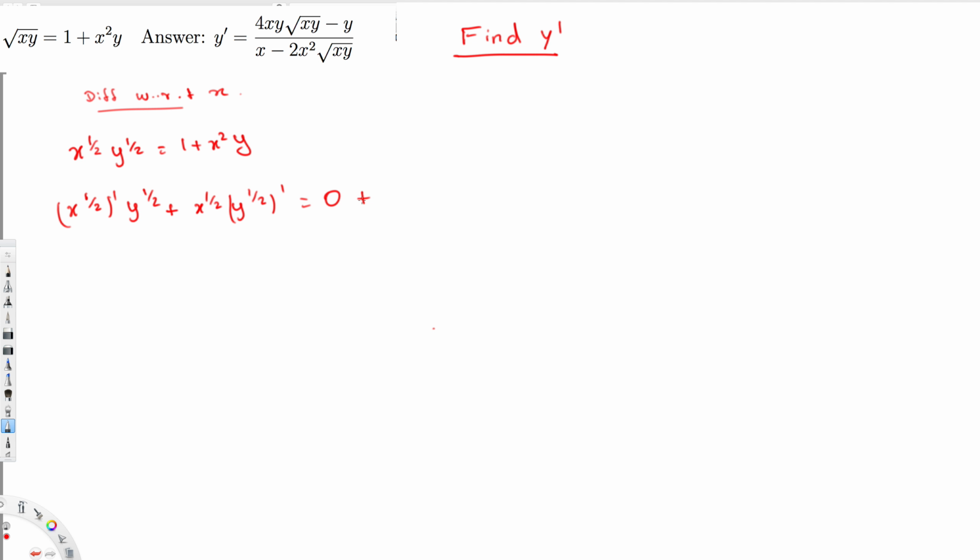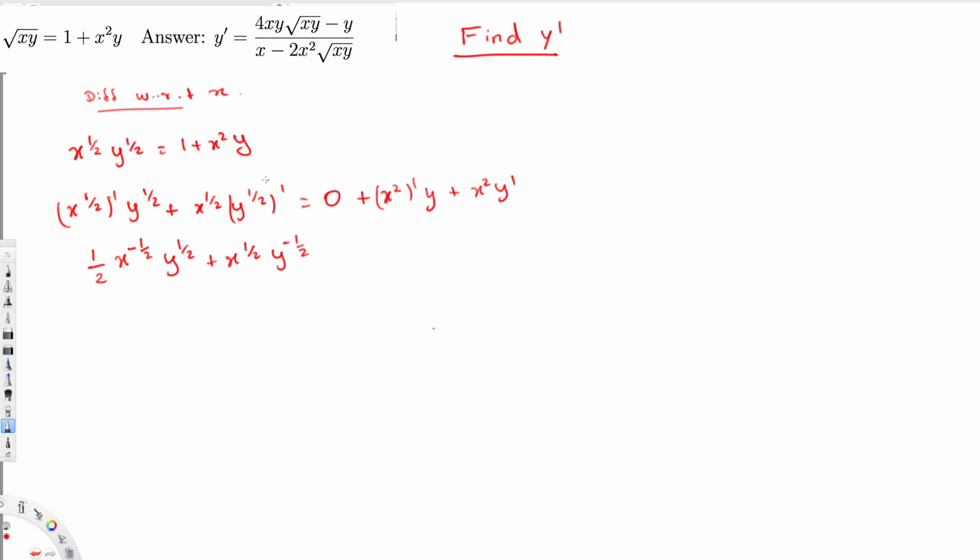Then we have 2, this is also the same thing, because two different things are multiplying each other, so we have to use the product rule. So it's going to be x squared prime times y, then plus x squared times y prime. Then what's going to happen is here it's going to be half x to the power half minus 1, which is minus half. Then it's y to the power half, plus x to the power half times y to the power half minus 1, which is minus half, so y to the power minus half.